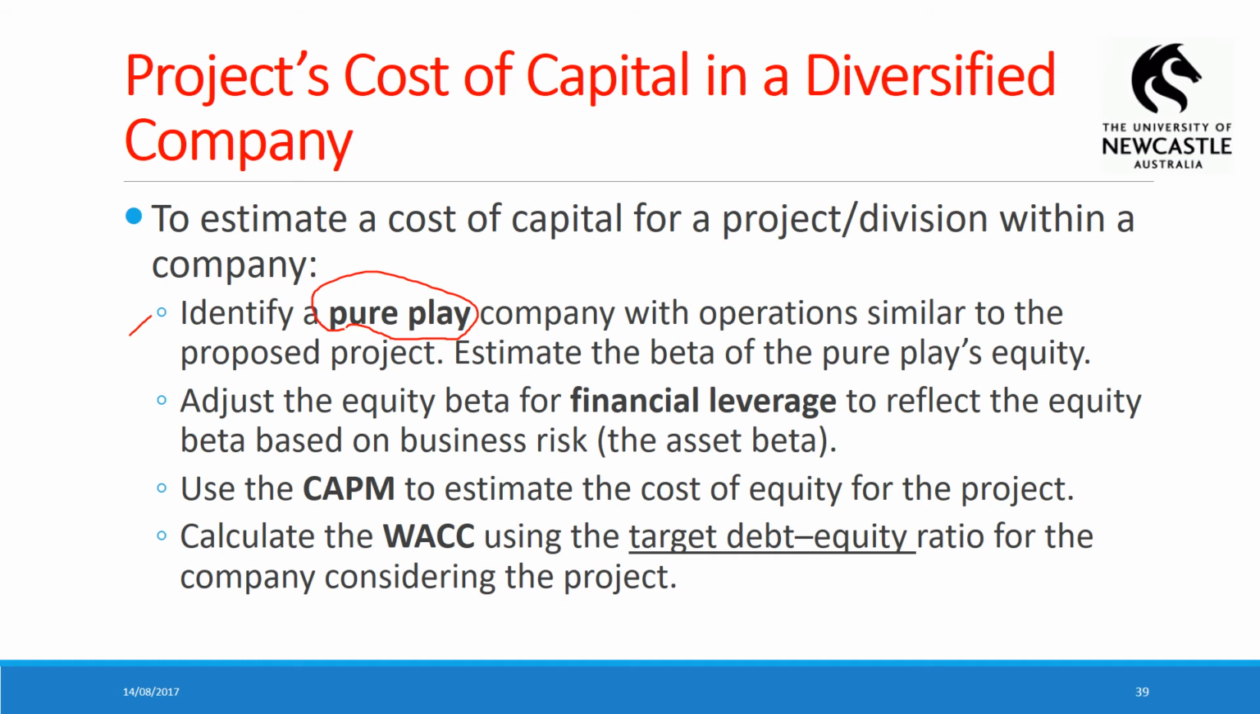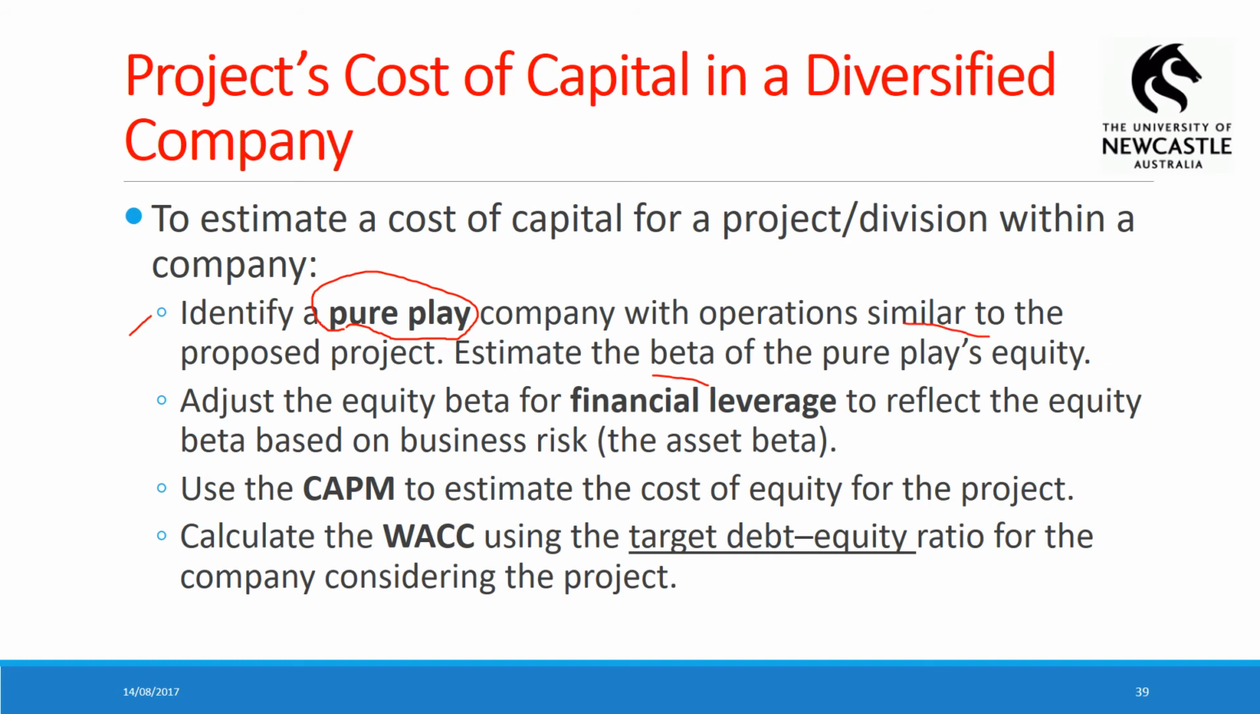Because this competitor operates solely in that industry, the business risk of this competitor should be identical or close to the project's riskiness. As such, the cost of capital for this competitor should be close to the project's cost of capital. So once we identify a pure play company, we then estimate the beta of the pure play company's equity.